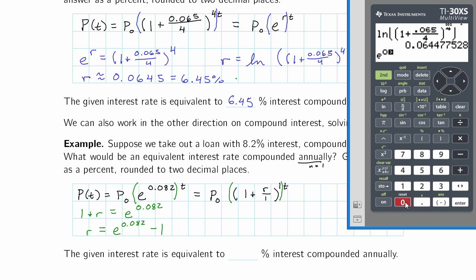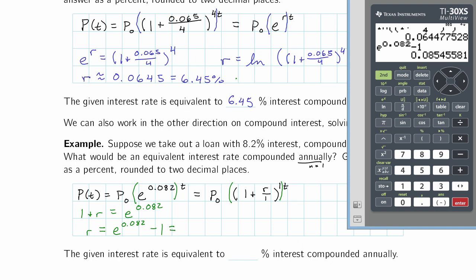e to the 0.082 minus 1 gives us, I want a percent rounded to 2 decimal places, so I'm going to round to 4 decimal places here. 0.085, and we round up. 0.0855 is 8.55%. The given interest rate is equivalent to 8.55% compounded annually.